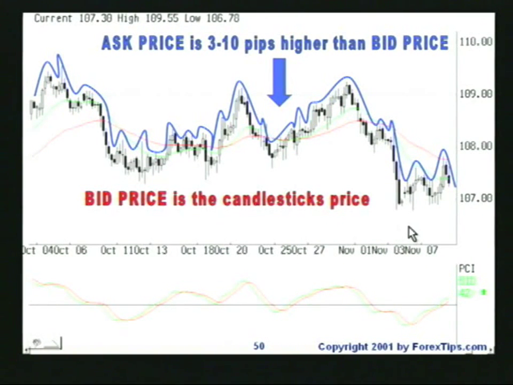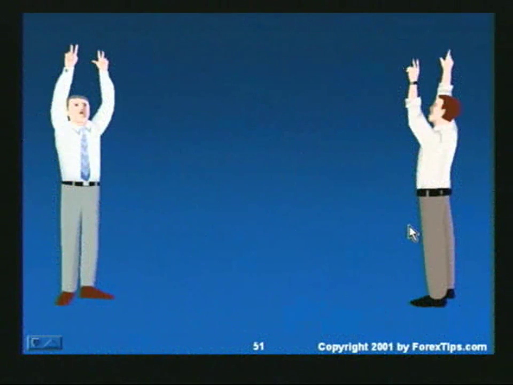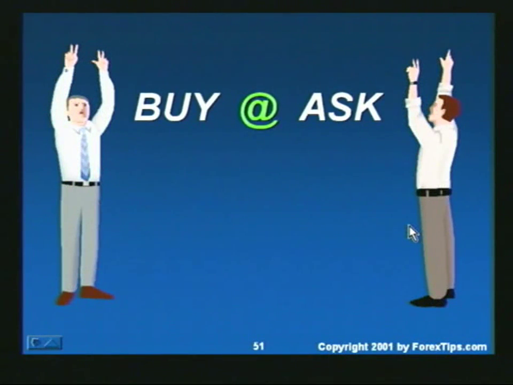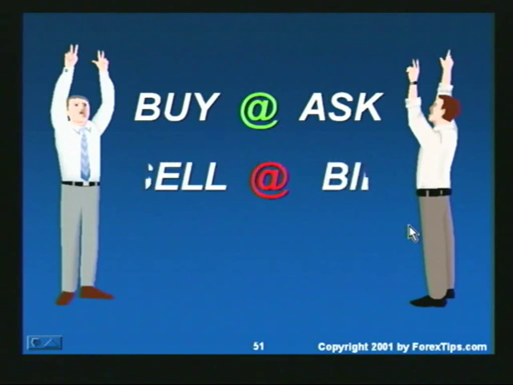Traders look at the bid price. Remember, we buy on the ask and we sell on the bid. A buyer buys from a seller and a seller sells to a bidder. You do not buy on the bid and you do not sell on the ask. You buy on the ask, you sell on the bid.